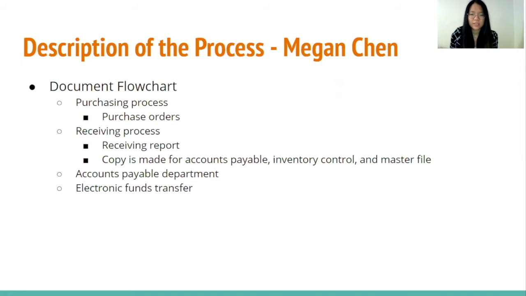After the supplier accepts the order, it will then undergo the receiving process, and the receiving report is prepared to document the delivery details. A copy of the report goes to accounts payable, inventory control, and the master file. After the receiving process, the order goes to the accounts payable department, where the order is approved and authorized. Finally, the cashier is given authorization to initiate an electronic funds transfer and complete the current expenditure cycle.